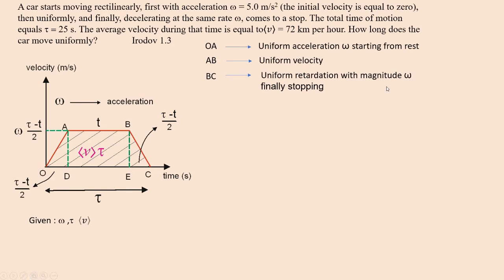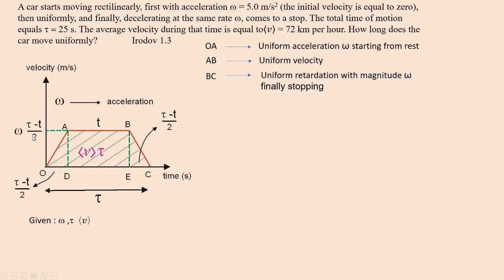BC, uniform retardation with magnitude omega, finally stopping. That's important because it goes from maximum velocity to zero velocity, while this one is from zero velocity to the same maximum velocity. Therefore, OD will be equal to BC. So, if the total time is tau and this is t, the remaining time, tau minus t, should be divided by 2. Tau minus t by 2 will be OD, and also it will be equal to BC.